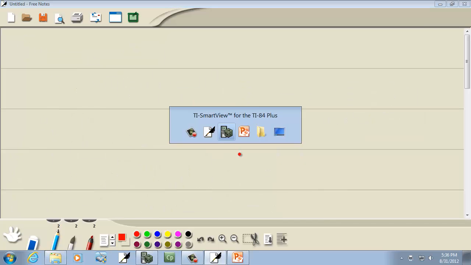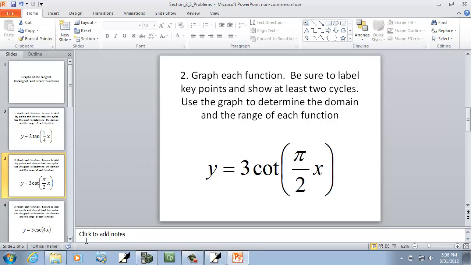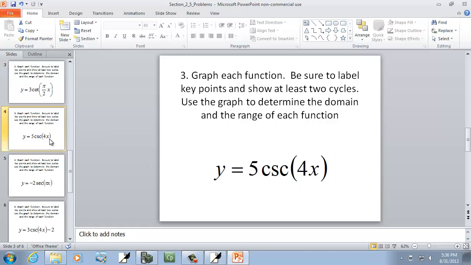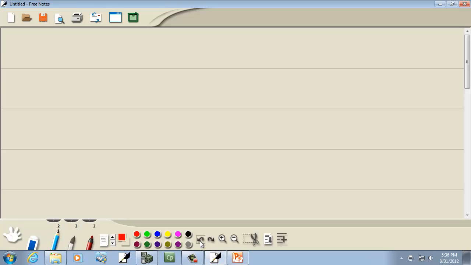Okay, now I think the next ones are cosecant and secant and so forth. So let's talk about just in general what the graph looks like. Again, it helps to know what it looks like before you begin. Now I can usually freehand these pretty good, so I'll go ahead and do it.